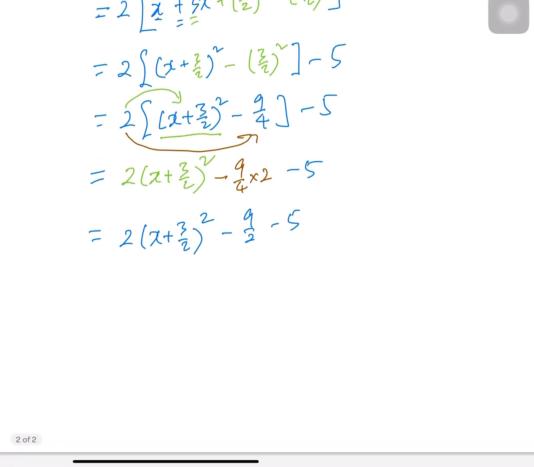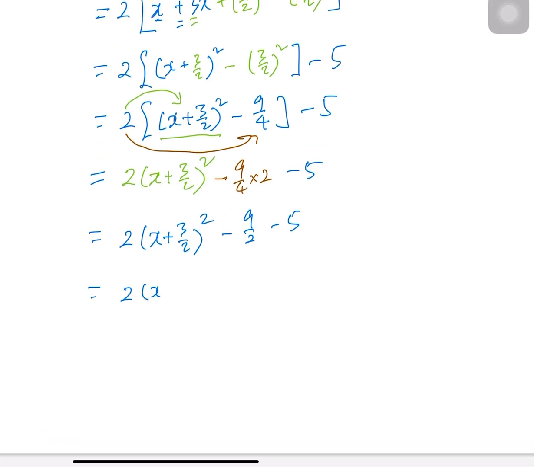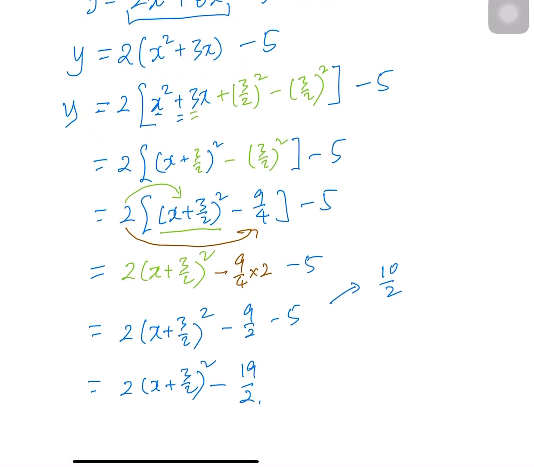Okay, so now let me simplify a bit. So this is what I have, and next I just need to press the calculator. You will get 5 is 10 over 2, so it will be minus 19 over 2. Okay, so yeah, sorry, I need to put in the y here. This y is always here, because this is an algebraic function.